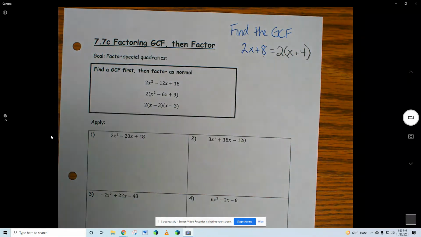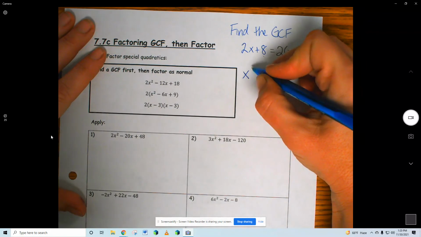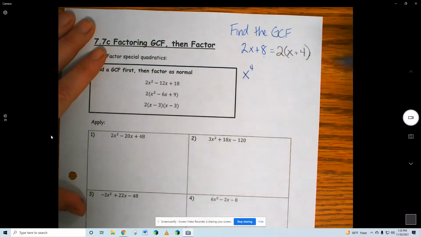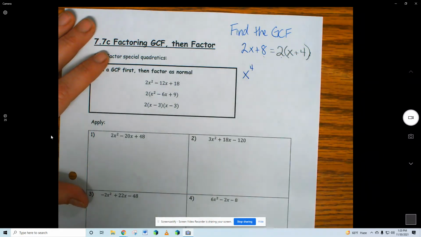So let me give you another one. X to the 4th, because I divided it out. That was the number in common, and so it stays on the outside of the parentheses. Like a 2 is in common, and then the leftovers are x plus 4.